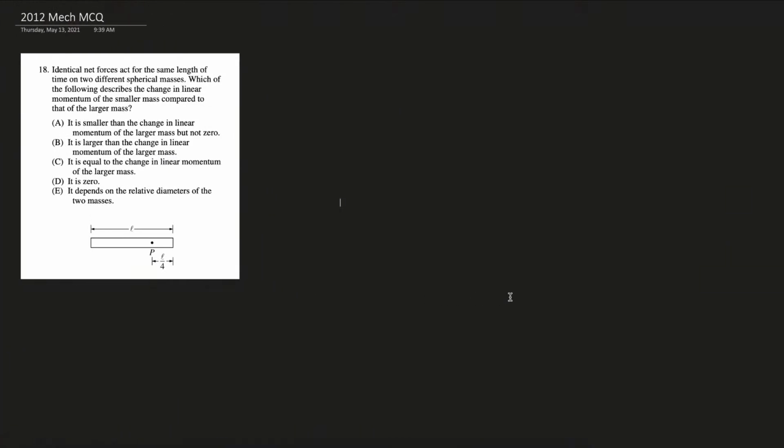Okay, 18 says identical net forces act for the same length of time on two different spherical masses. Oh, I didn't crop this right. This is part of the next question, so don't worry about this. Identical net forces act for the same length of time on two different spherical masses. Which of the following best describes the change in linear momentum of the smaller mass compared to that of the larger mass? Change in momentum is equal to impulse, or the integral of the force that acts on it. So if you think about this, we know that dp/dt is equal to F net.